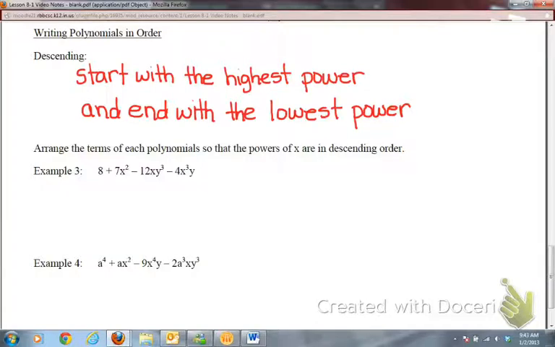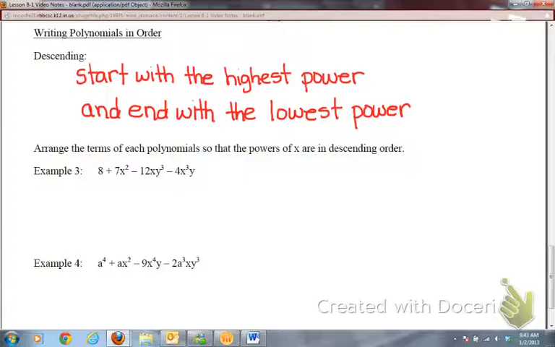All right, the last part of this lesson is that we need to make sure that we are writing our polynomials in order so that we are all consistent with how we do that. In math, the most common way to do this is to write them in descending order, which means that we start with the highest power, which is like an exponent. A power is an exponent. So start with the highest exponent and end with the lowest power. So descending means you start with the biggest and you end with the smallest. I think you'll like this part. You just have to be careful.